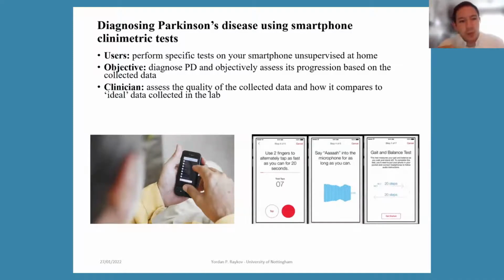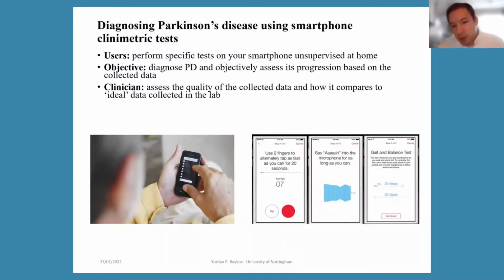So the basic protocol that a user is required to follow is they perform a specific test on a smartphone, unsupervised at home. The first test is you're asked to tap a screen 20 times with your left and right finger. And depending on your patterns, you can detect something about the dexterity in the arm.